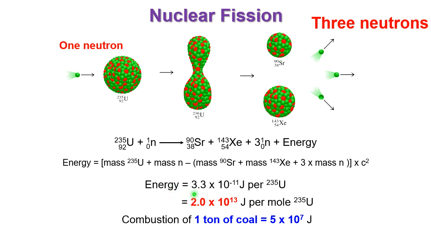This energy will be around 10 power 13 joules per mole of uranium-235. Just a reminder, 1 ton of coal will give us 10 power 10 joules. So 1 mole of uranium-235 will give us 1 million times more energy than 1 ton of coal. This is a different scale from energies coming from chemical sources. 1 million times more.